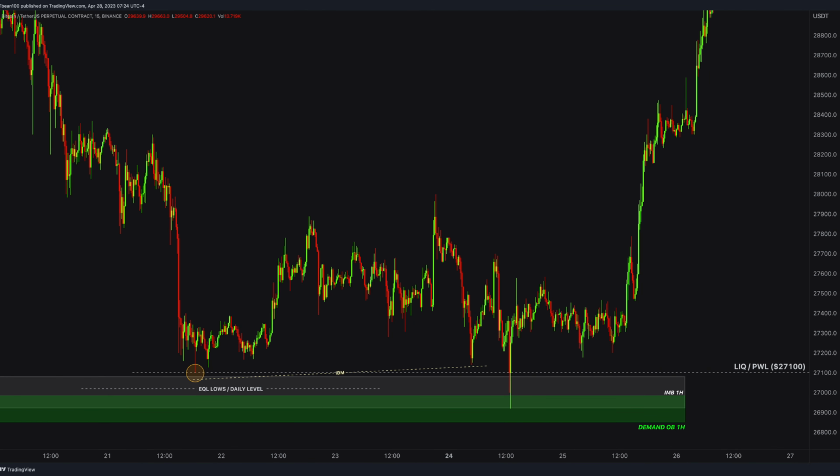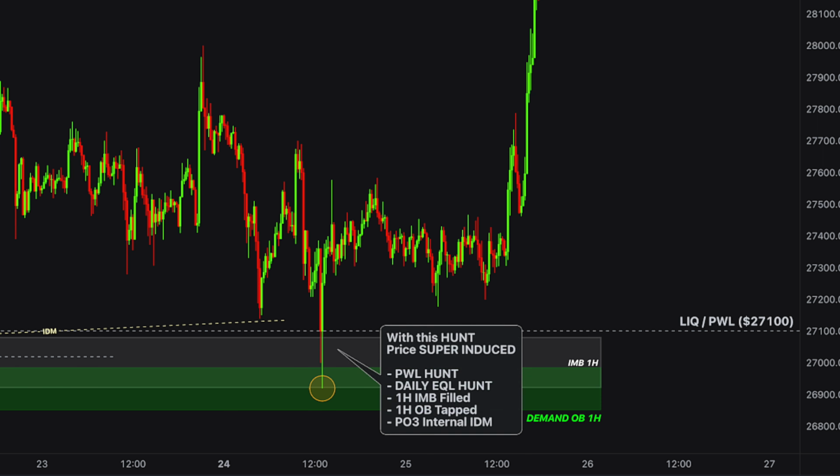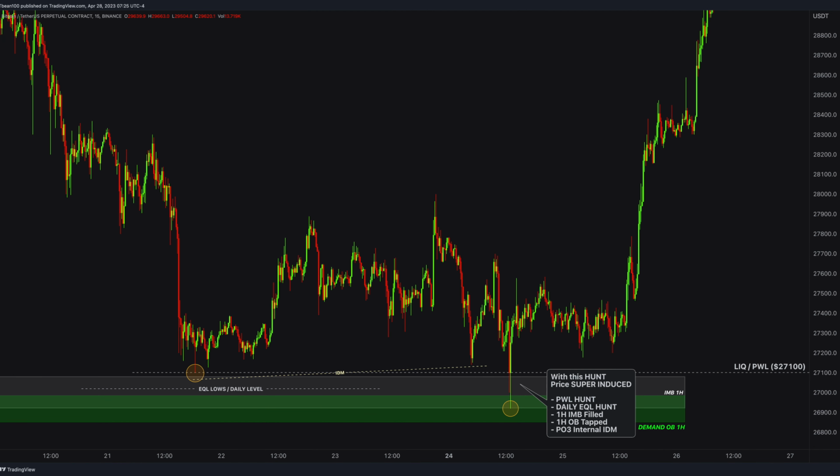All was great. I predicted the rally, but how to enter the rally? It's absolutely useless to me if I have no way to enter. I want you to notice the swing low. This was the most critical swing low in your entire life. I call this super inducement point. Why? Weekly low hunt, daily equal low hunt, fully filling 1 hour imbalance, tapping the 1 hour order block, hunt of the internal liquidity of PO3.